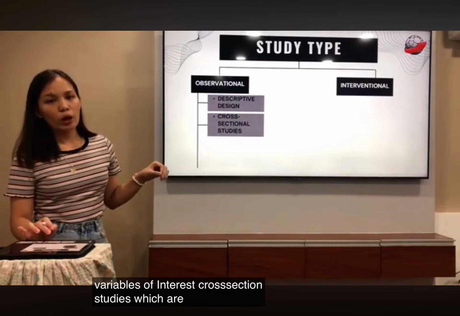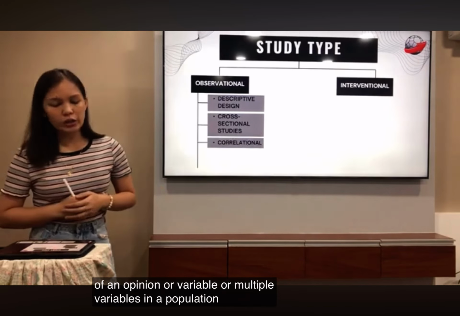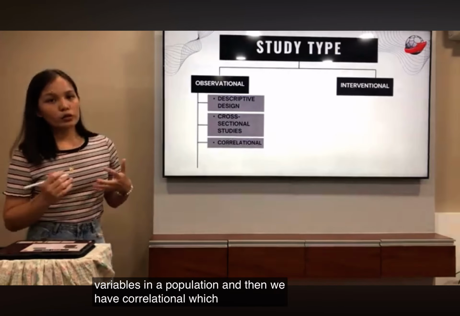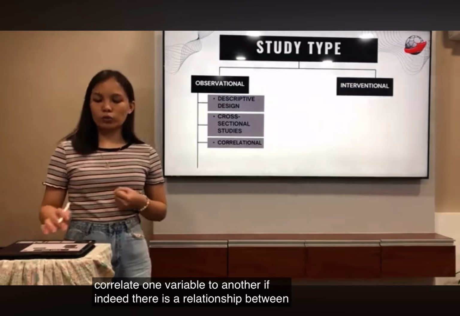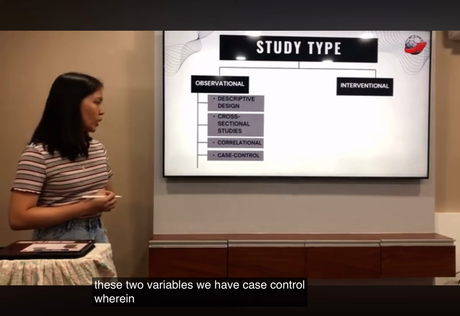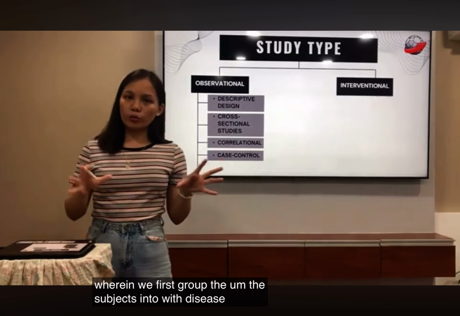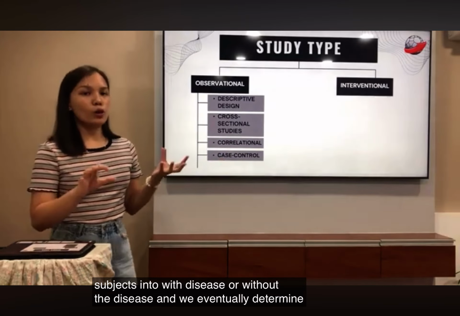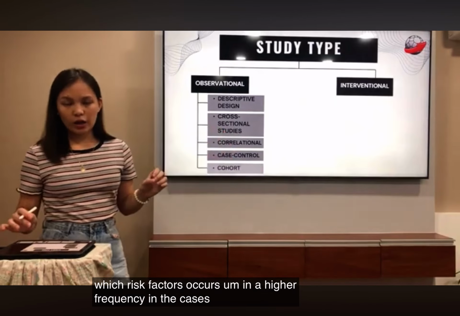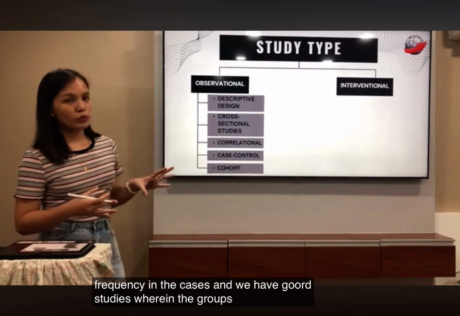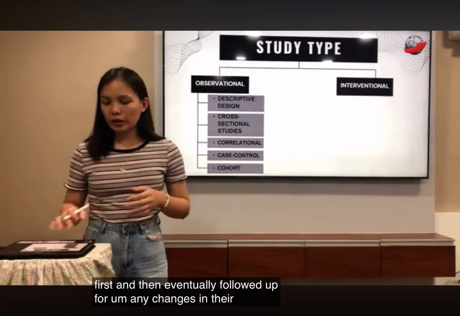Cross-sectional studies, which are a one-time measurement of an opinion or variable or multiple variables in a population. And then we have correlational, which seeks to correlate one variable to another, if indeed there is a relationship between these two variables. We have case control, wherein we first group the subjects into with disease or without the disease, and we eventually determine which risk factors occur in a higher frequency in the cases. And we have cohort studies, wherein the groups are exposed first and then eventually followed up for any changes in their characteristics.